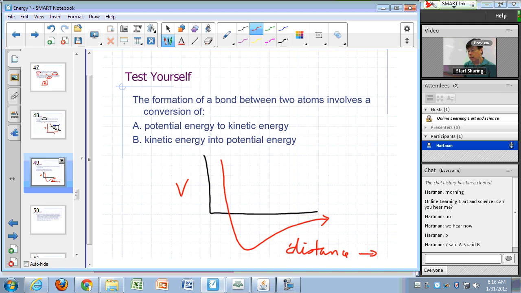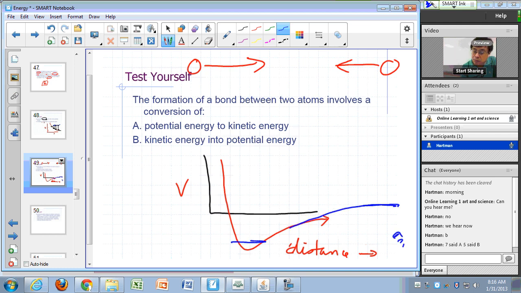Okay, 7 said A, 5 said B. All right. If they're forming a bond, that means they start off far apart, right? And then they get together. They're approaching each other. So if you trace the potential energy as they form a bond, the potential energy would go from very large distance over here to short distance. Remember, for them to form a bond, they have to be at these distances right here. So you're looking at a potential energy that is going down.